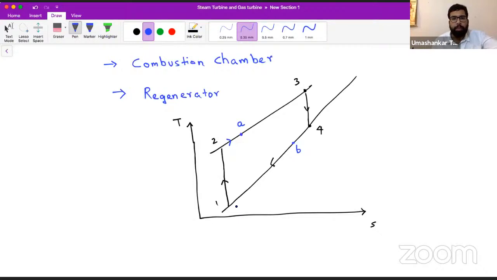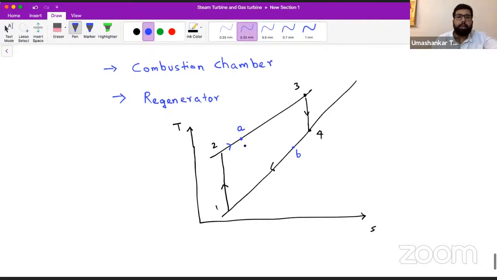If the pressure losses are there, there will be a pressure loss at this place. So when the air exits from this regenerator, actually the pressure line will change here. Say yes or no. Actually, the pressure line is going to change there, yes or no? Because pressure will be reduced.